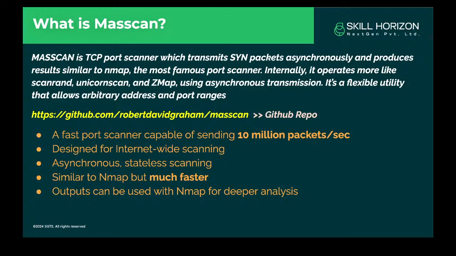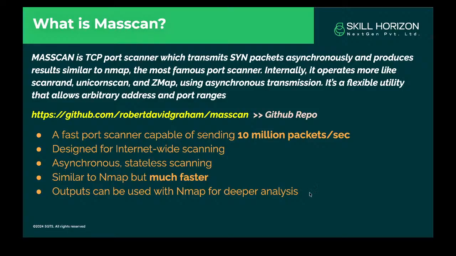Now think of Masscan as Nmap speed but optimized, designed for internet-wide scanning. It is great for blue team exposure discovery, ideal for cloud environments with large IP ranges. Masscan is stateless, which makes it extremely fast. Unlike Nmap, it doesn't maintain the connection state, so it just fires packets at very high speed and records the responses.